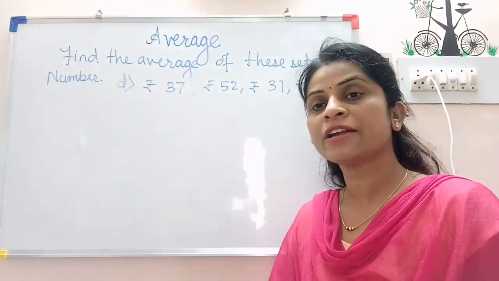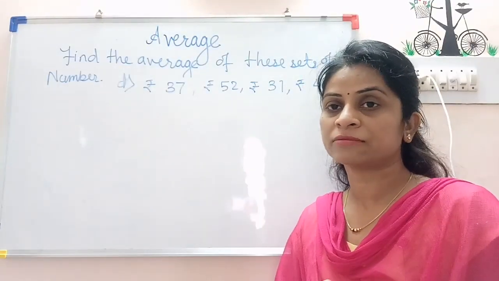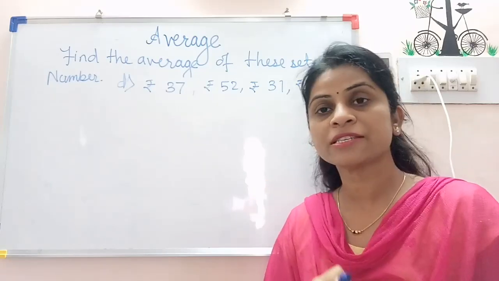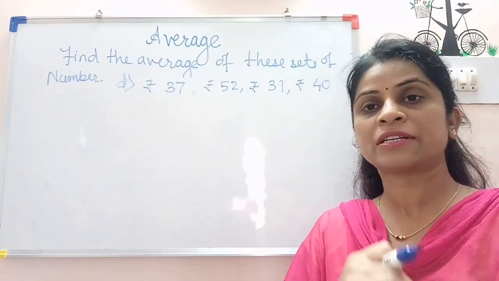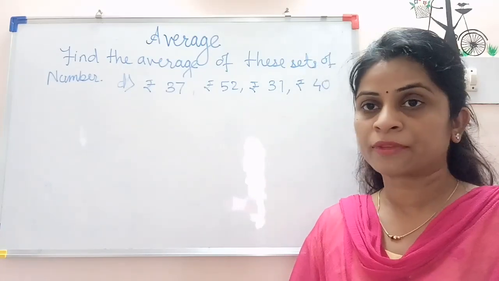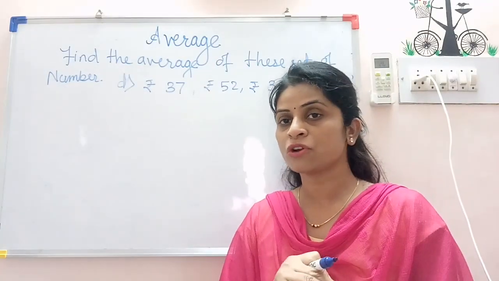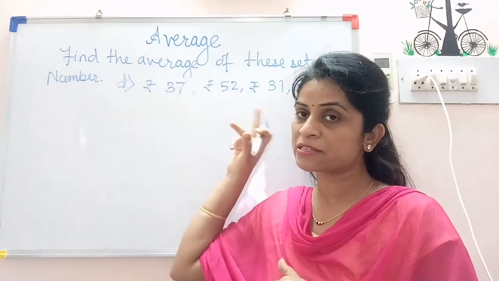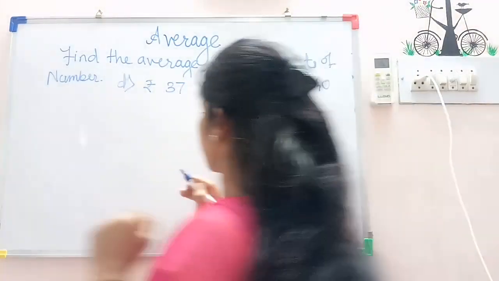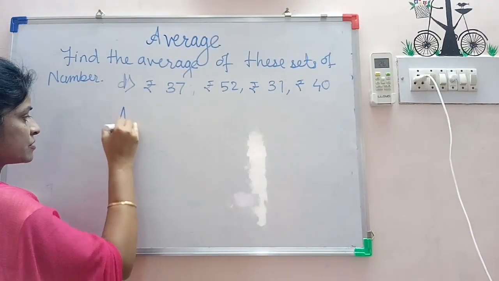Now let's find the average of given rupees. Now rupees are given, rupees 37, rupees 52, rupees 31 and rupees 40. Now we have to find out the average of the given rupees. For that, what you have to do? Sum of rupees divided by the number of rupees. Now we will write the formula for the average.